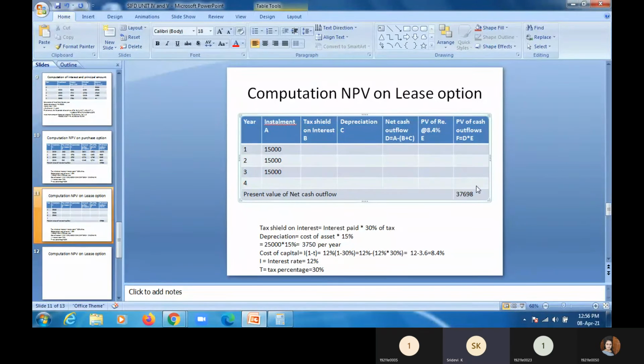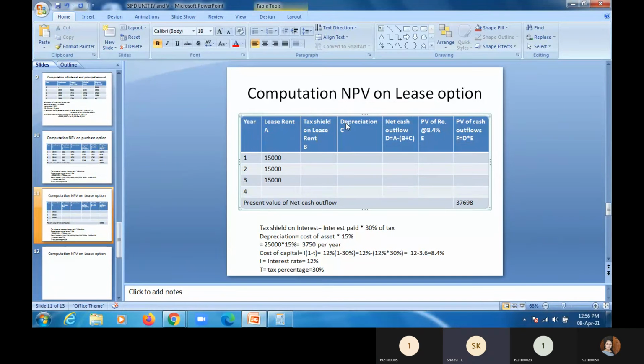This is not installment. We'll change this A column name to lease rent. Lease rent per annum. Tax shield on lease rent. You have to pay lease rent. You have to calculate tax on lease rent. So you remove this column C.